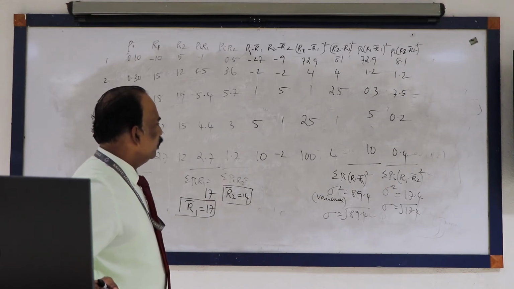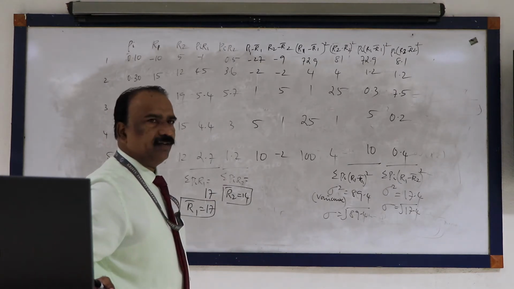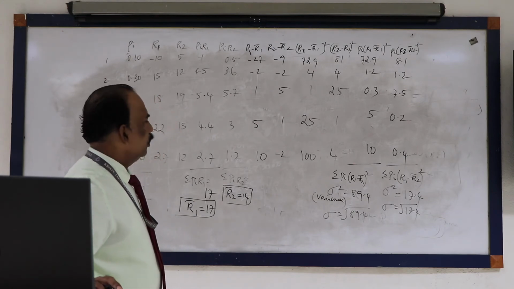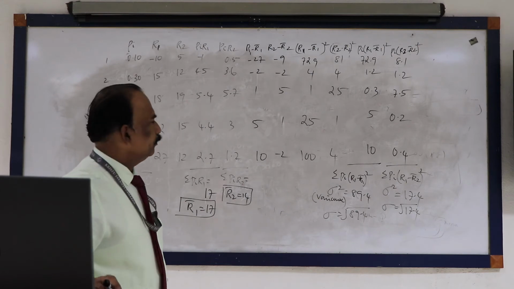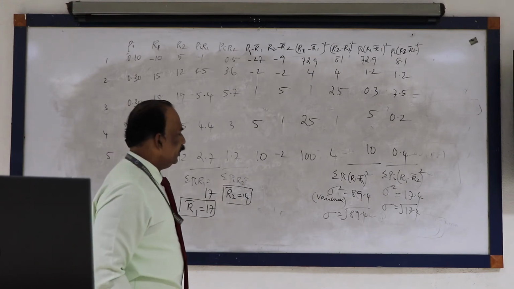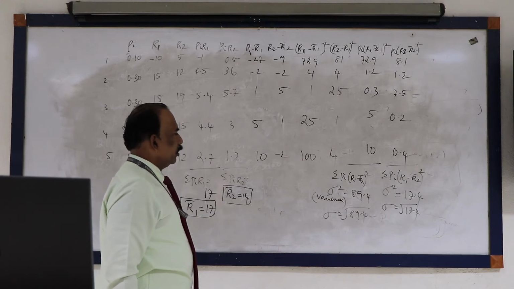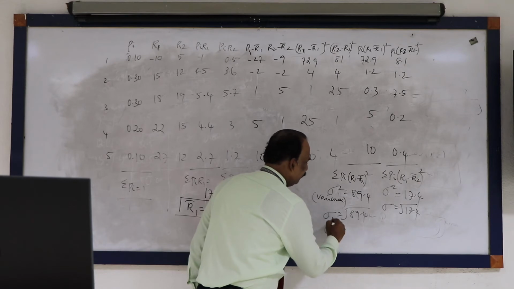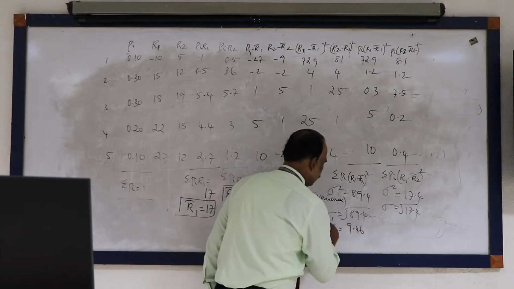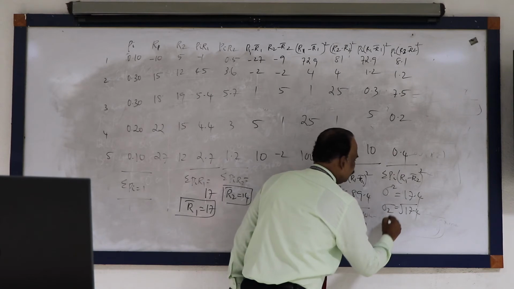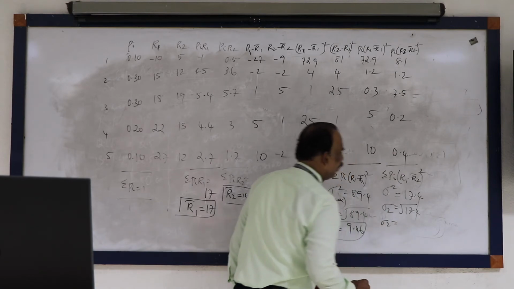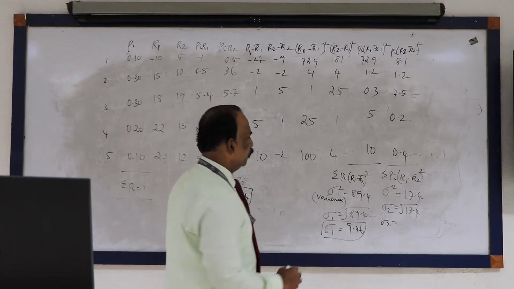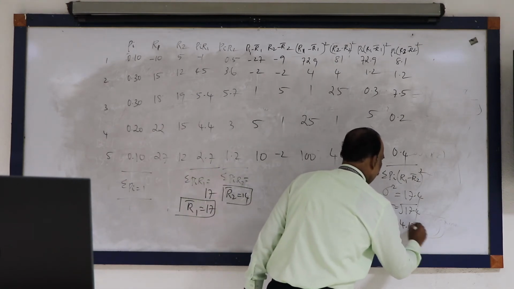89.4 and 17.4. How much comes? Root of 89.4, anybody? Around 9. 9.46, standard deviation of 1. And standard deviation of 2: root of 17.4 will be around 4.17. That is standard deviation of 2.